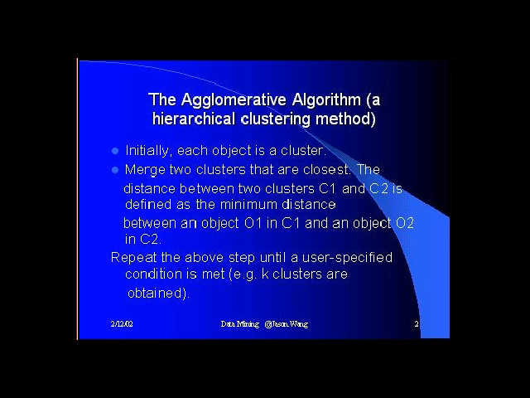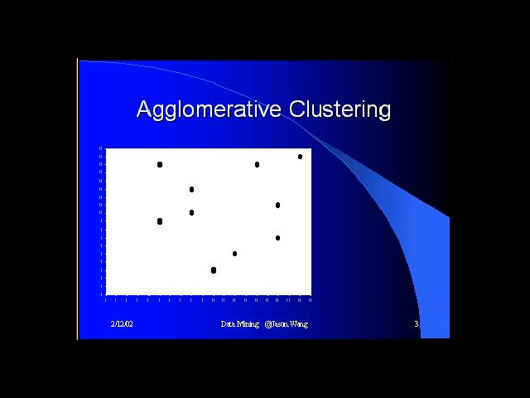So let us move on to a specific example. Examples always help us to understand how the algorithm works. Suppose you are given these 10 data points or data objects. And suppose these data points are points on a two-dimensional Euclidean space. So each data point has an x coordinate and a y coordinate.